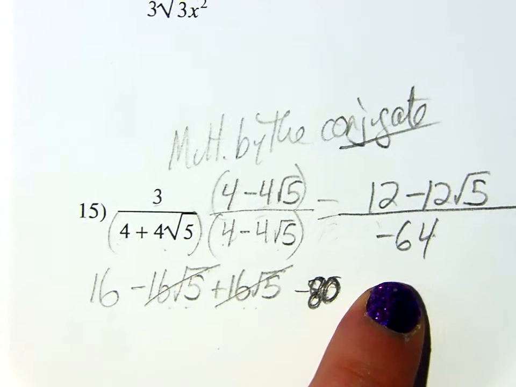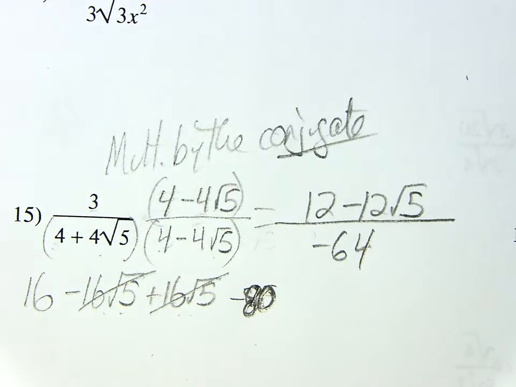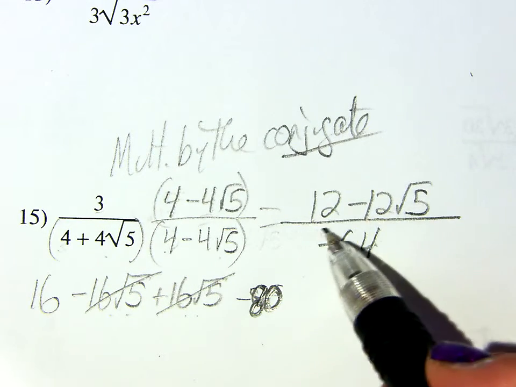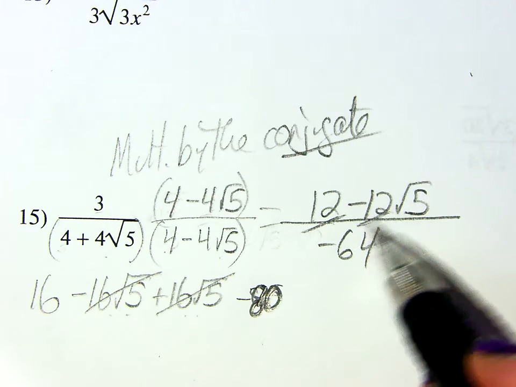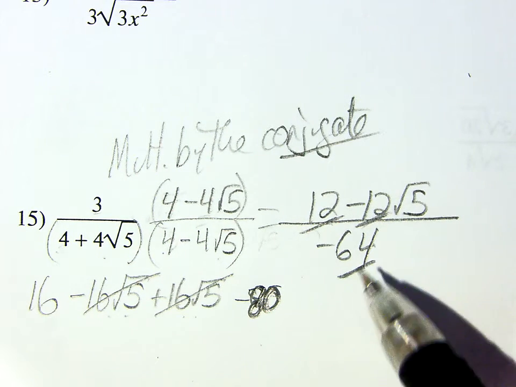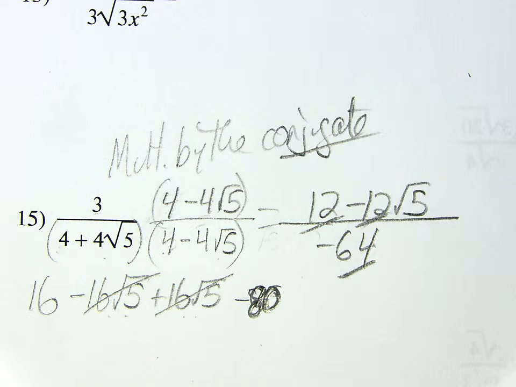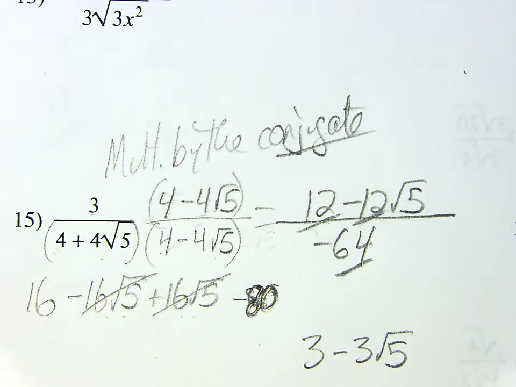Now, is this a good final answer? No, because remember, you have to check. When you have something like this, you're checking for all 3 of these numbers. If they have a common factor, you have to divide by it. Yes, I can take out a 4. So that would be 3 minus 3 root 5 over 64 divided by 4 is 16.